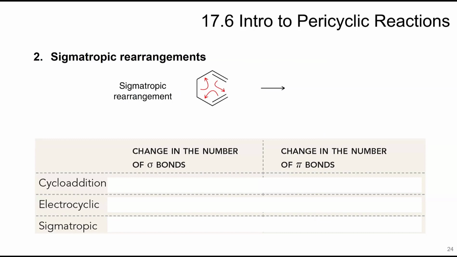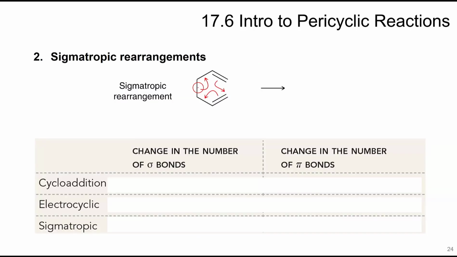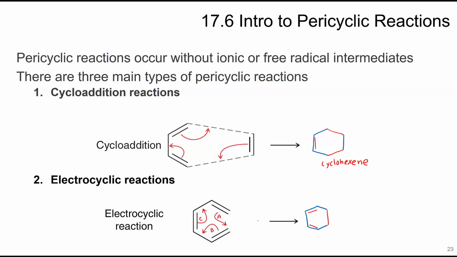The third type is a sigmatropic rearrangement. It's similar to the last one where we saw electrons moving around in a system. Here we create a new sigma bond without destroying any sigma bonds. In the sigmatropic, we're going to destroy a sigma bond. So here we have created one sigma bond.